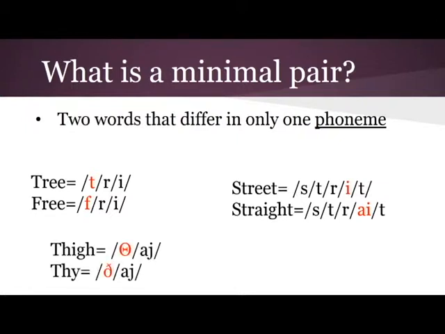Now look at thigh and thy. See that they both start with TH, but if you listen closely, the TH in thigh is not voiced, and the TH in thy is voiced. That is what makes it a different phoneme. You can also see that bug and big are minimal pairs because the second phoneme in the words are different, but all the rest of the phonemes are the same.